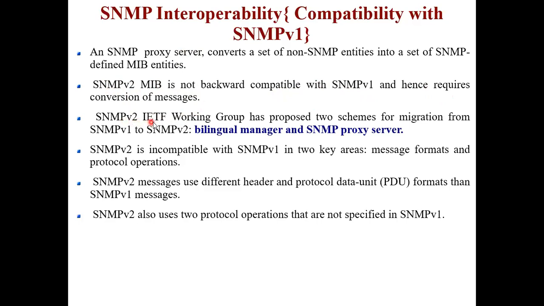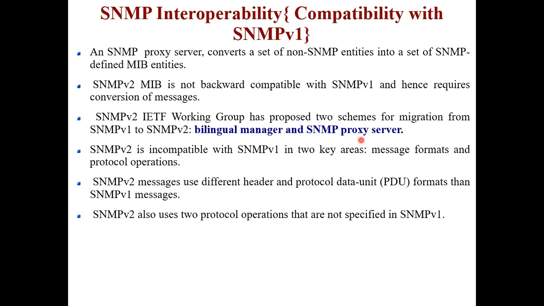The SNMP version 2 IETF working group has proposed two schemes for migration from version 1 to version 2. You should remember these two names, and in the next class we will study them. There is a small diagram. One method is the bilingual manager. Bi means two, lingual means language. So the bilingual manager, and then the SNMP proxy server. If you remember, I had discussed this proxy server organization model when we started with SNMP, and I said I will discuss it again more in a later chapter.